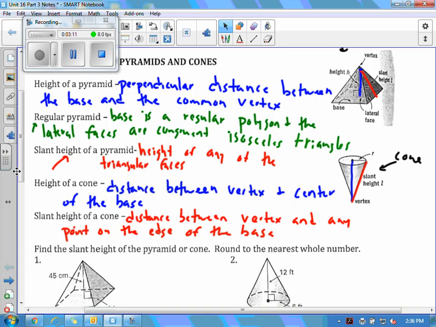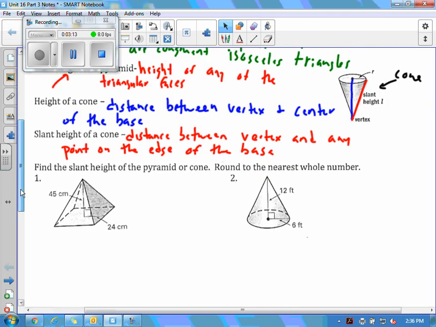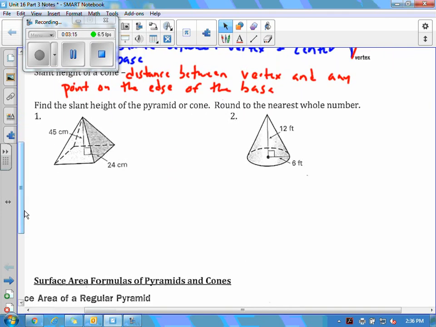So the next part of the notes asks you to find the slant height. Before we get into actually finding the surface area, we have to look at how to find the slant height, because we'll use the slant height when we find the surface area. It says find the slant height of the pyramid or cone, round to the nearest whole number. So if you look at what you're given right now, 24 is kind of like the halfway line of our base, or it's the base of that triangle that's drawn on there.